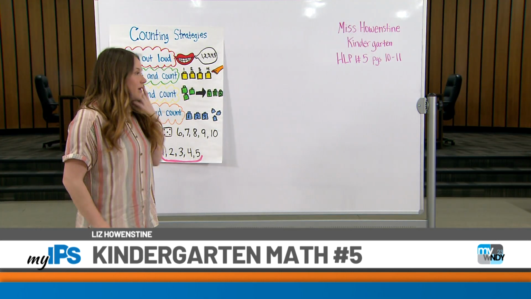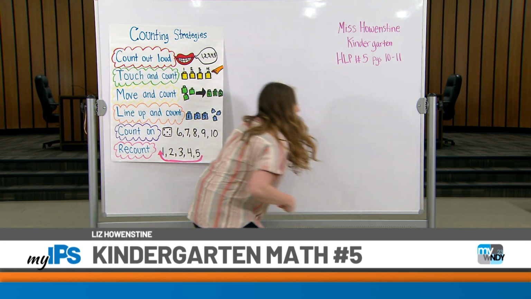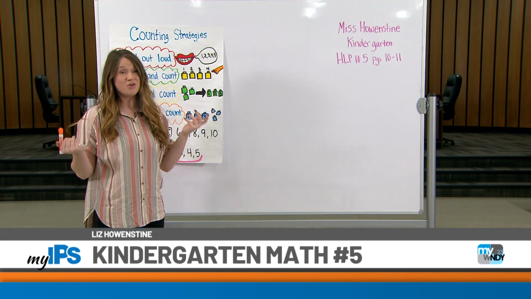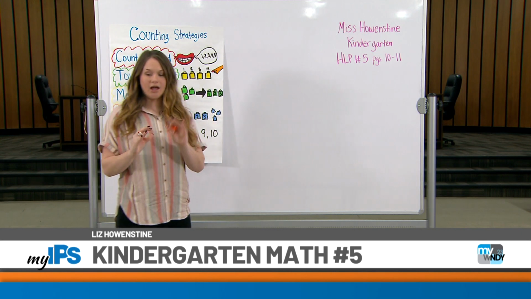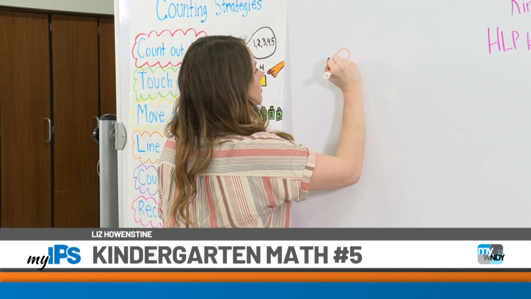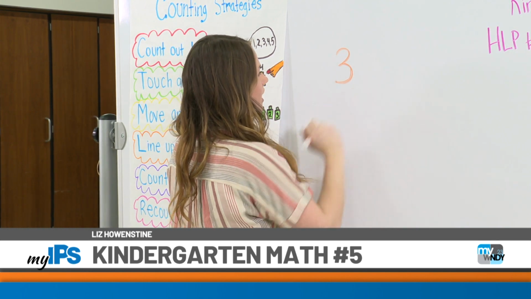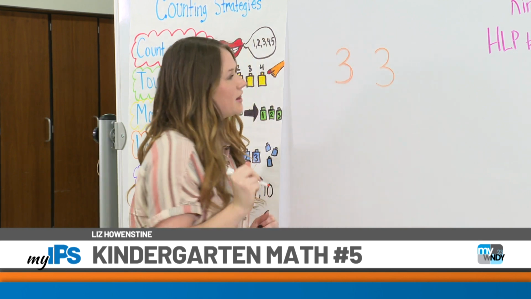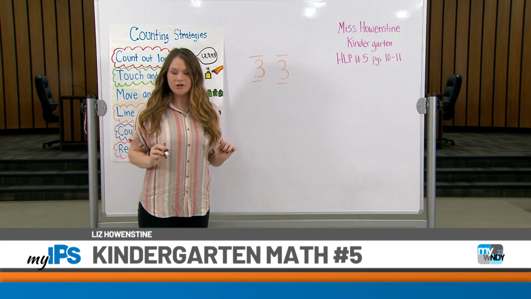Okay? So I'm going to show you on the board what your packet looks like. So you're going to be counting and writing to the number 8. So let's do an example. On the left side of your paper, you are going to have a number, and you're going to trace the number in your packet. Okay? And so then you're going to write the number again, like that. Yours will look a little bit different.